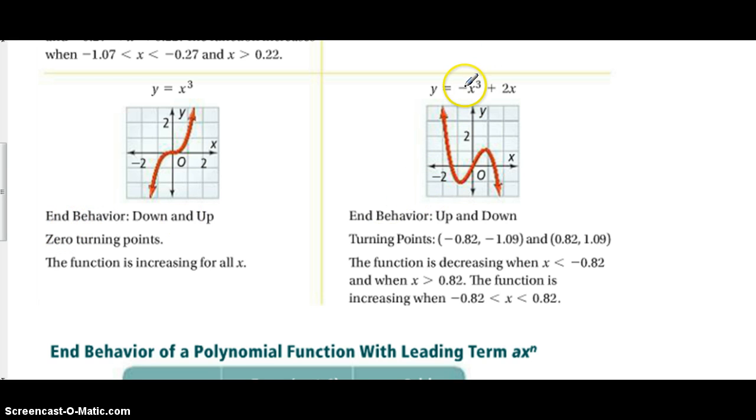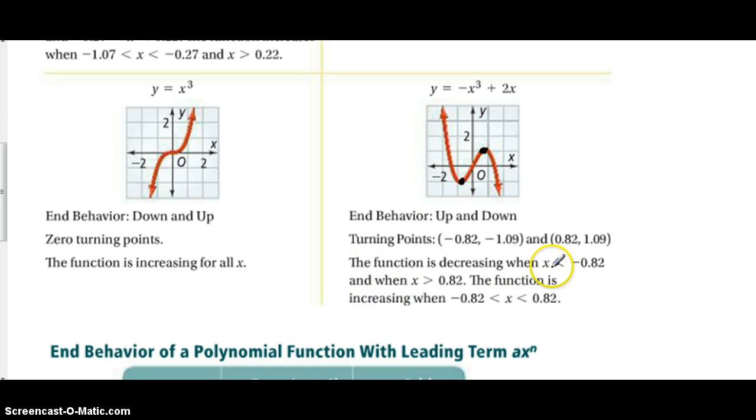Next one, we have a negative odd. When it's negative odd, you just switch these around to up and down, up and down. The turning points are going to be right here and right here. So at negative 0.82 and negative 1.09 is a turning point, and positive 0.82 and 0.09. Well, it's also another turning point.